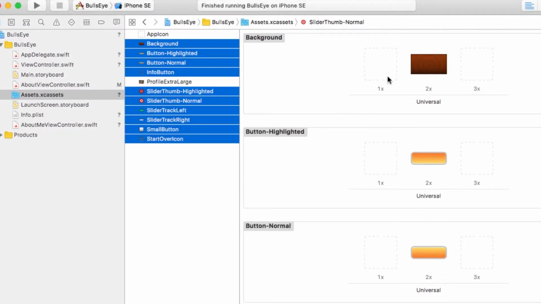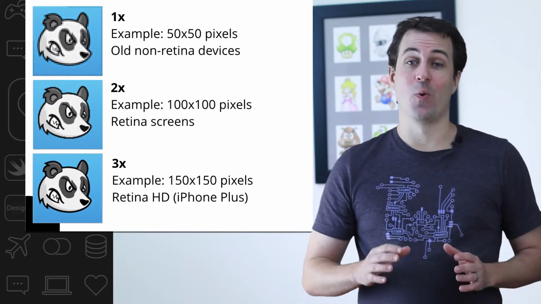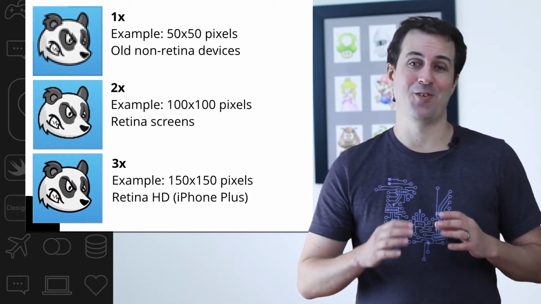You may notice how each of these items here has 3 different areas you can drag an image into. There's 1x, 2x, and 3x. What does that mean? Well, that leads me into a discussion. Here's what the 1x, 2x, and 3x images that you saw in the asset catalog mean. 1x is for the low resolution devices, the ones with the big chunky pixels.